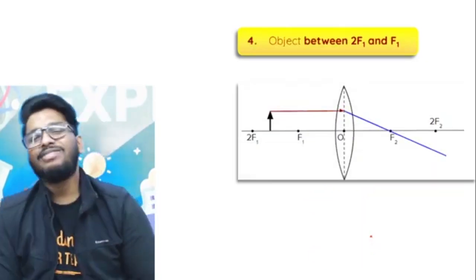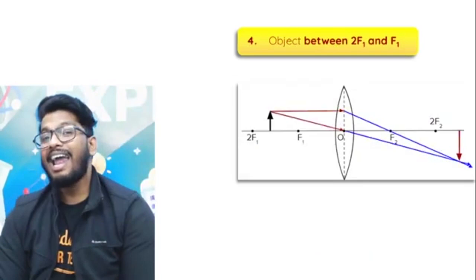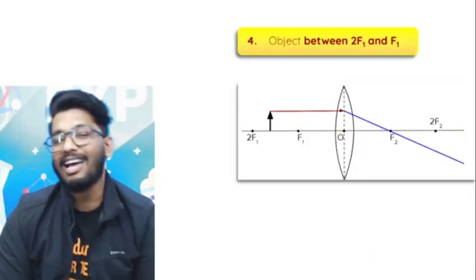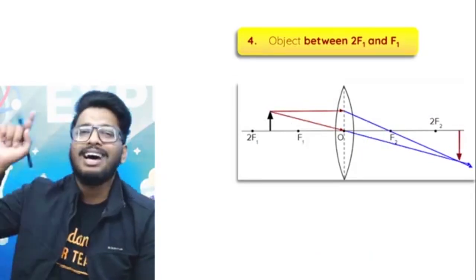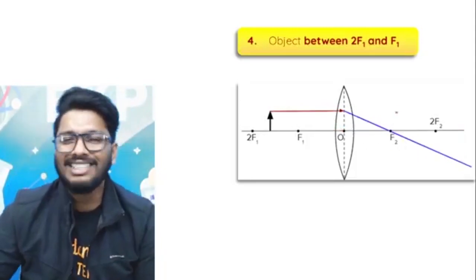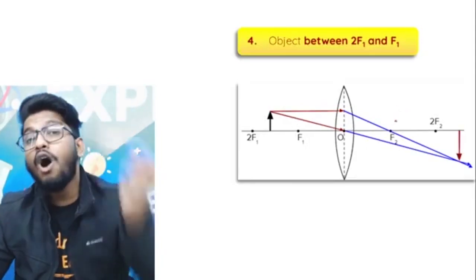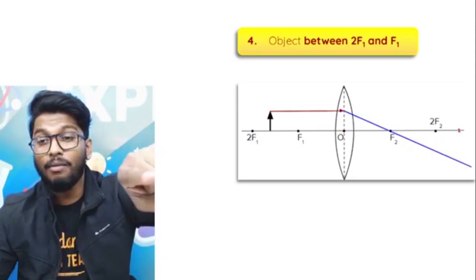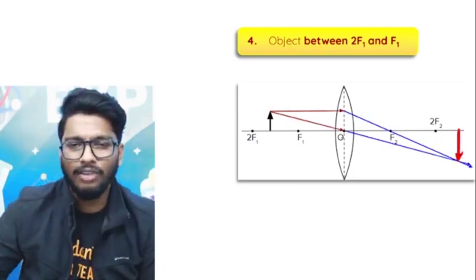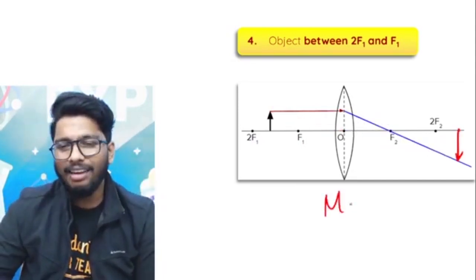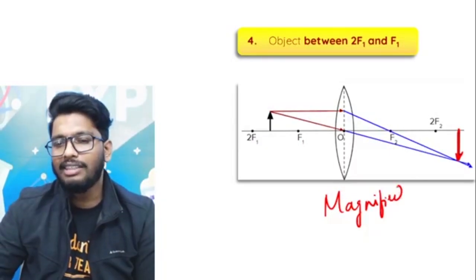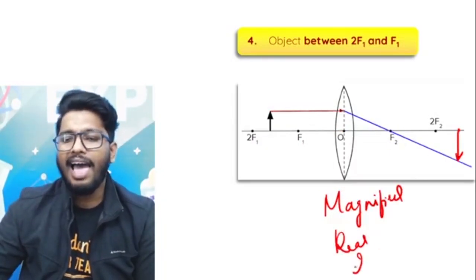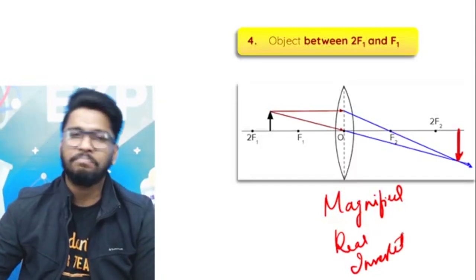Voila. If the object is kept between 2F2 and F1, in that case, our first ray of light will pass through the focus, another ray of light will pass through the center of curvature, but this time the image is going to be formed beyond 2F2. If you look at the size of the image, it's going to be magnified, much bigger than the object, real and inverted.